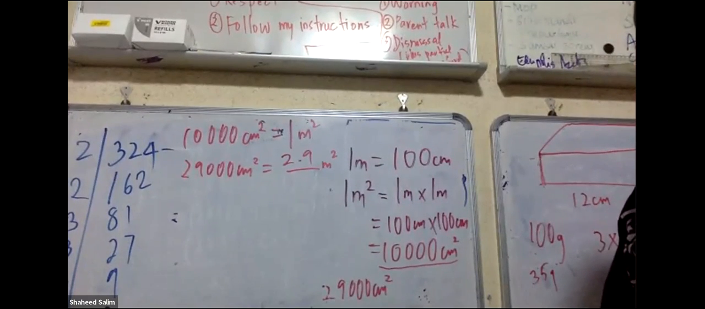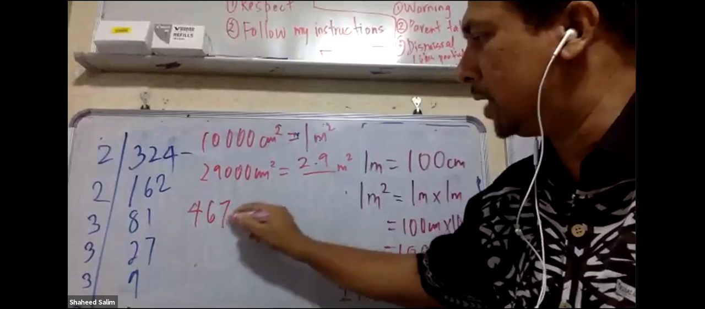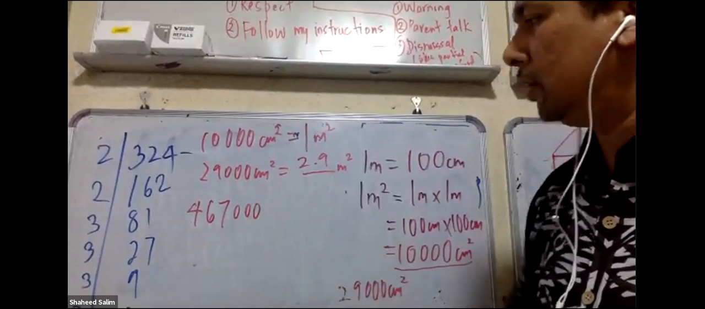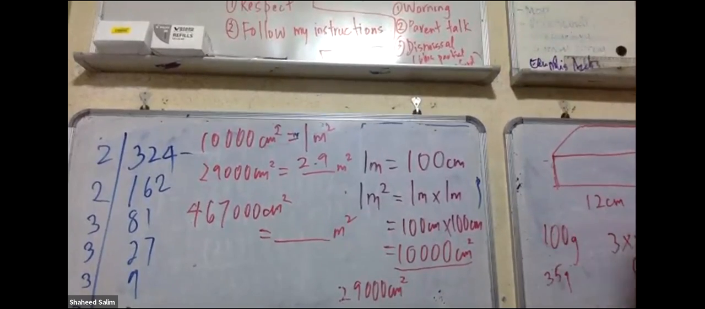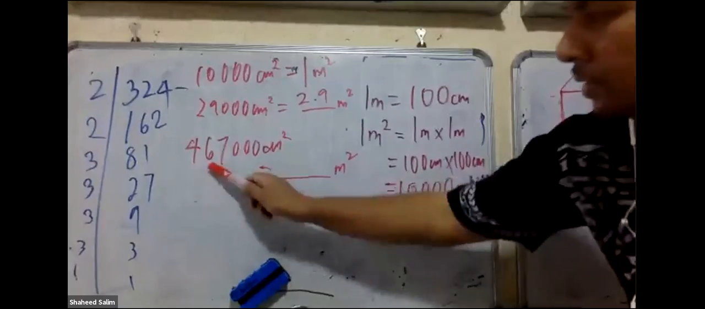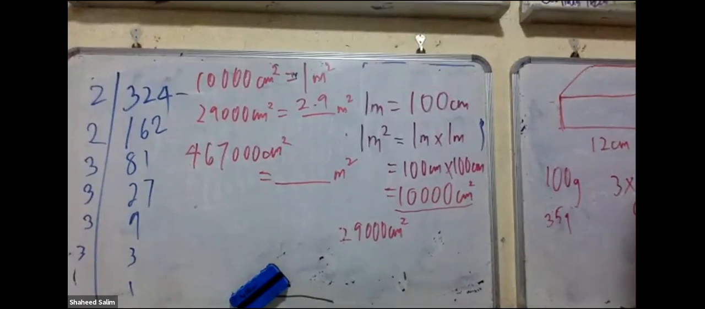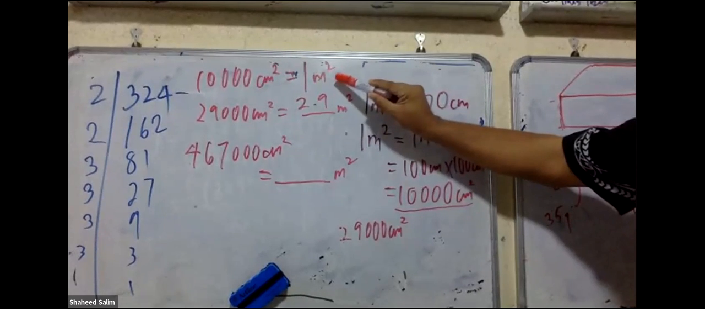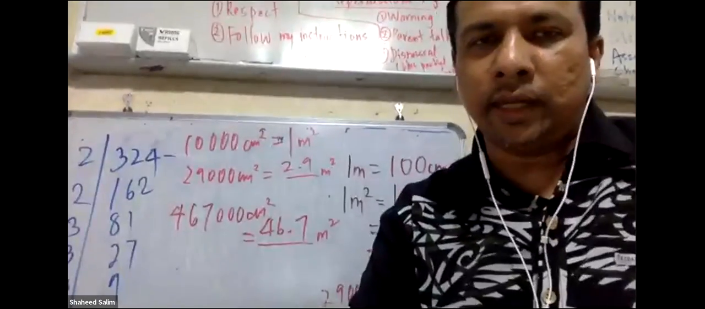Okay now, if you know how to do it, what is 467,000 cm cube? How many meter cube is it? You tell me the answer. I want to change to meter cube. You must follow the same thing. 10,000 is 1. 46.7. Good, well done. Okay, very good. We move on to the next one now.